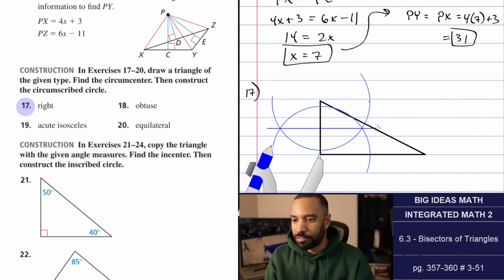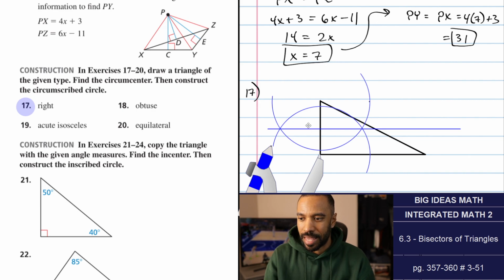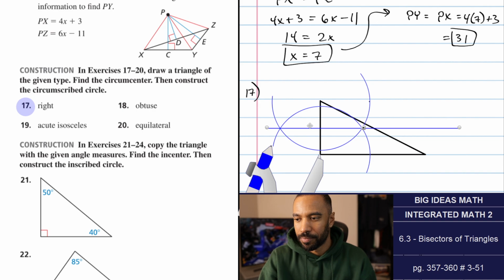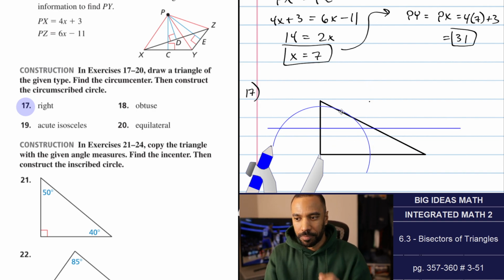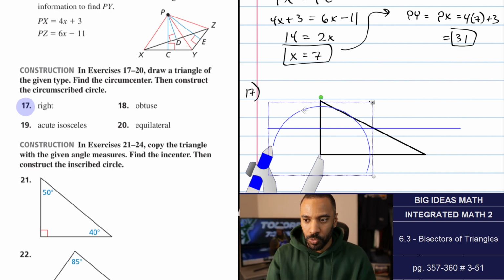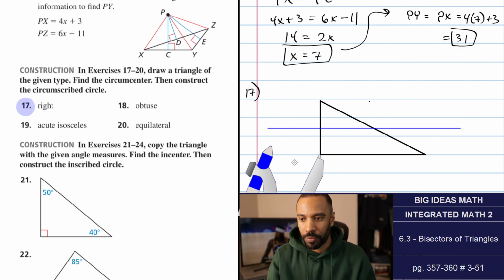Should be close enough to what I need for the purpose of the problem. And then I will estimate it. Keep in mind, where should the circumcenter be? It should end up being on the triangle because it is a right triangle. Remember, you only need to draw 2 of these sets of things, not all 3.